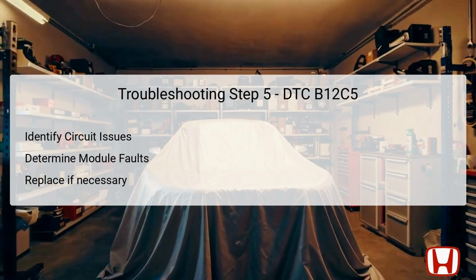The body control module, in particular, could have faults that are not apparent through standard testing. If determined faulty, replacing the body control module may resolve the issues associated with DTC B12C5. Ensuring each part is functioning as intended is crucial for successful diagnosis and repair.